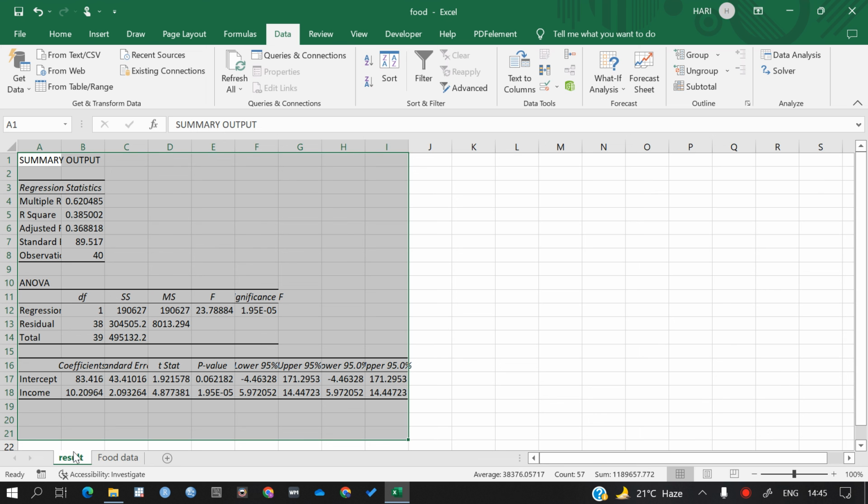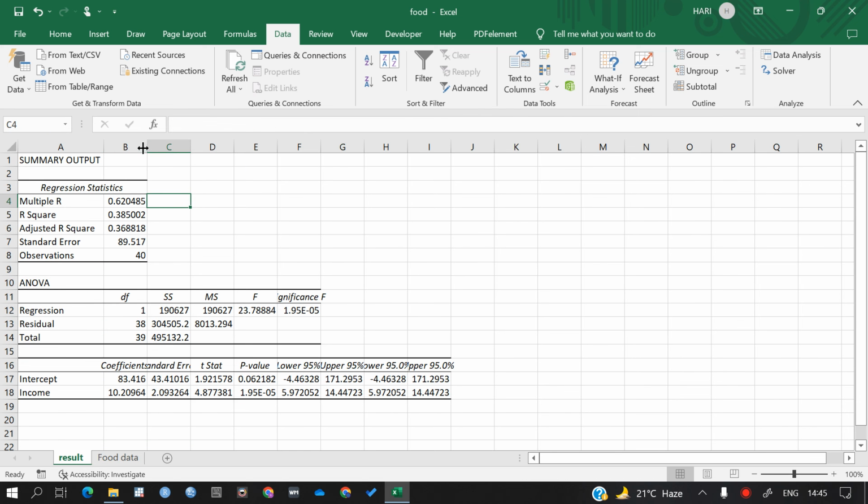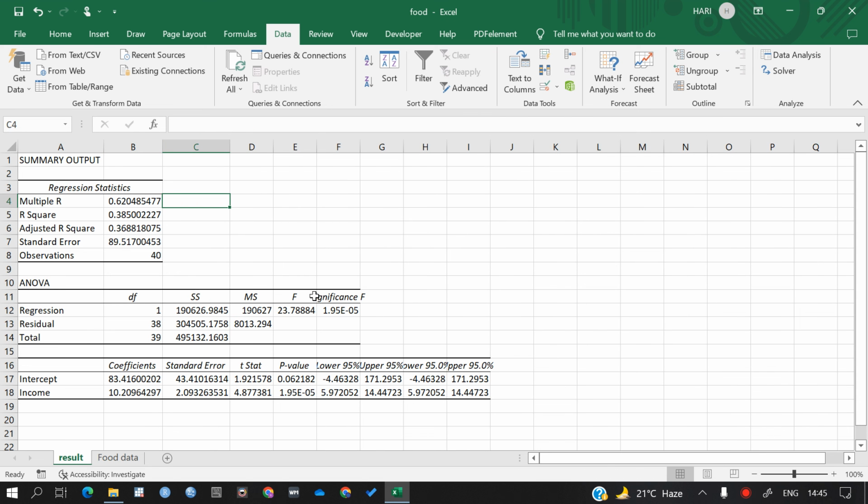So as you see, I have got a new worksheet named result. This is the Excel result for regression analysis. Okay, so this is how the regression equation for this data set has been given by Excel. In this summary of output, we are going to concentrate on these two terms, that is coefficients. Intercept is nothing but beta 1, which I am saying in this video, and the income coefficient is beta 2, the slope coefficient of income. So these are the two values of beta 1 and beta 2 which the inbuilt regression function in Excel has given us.